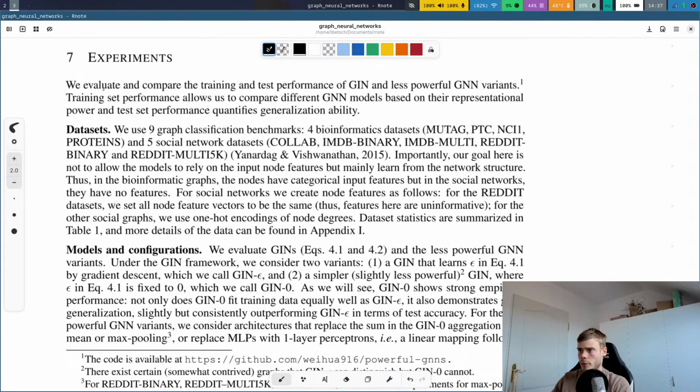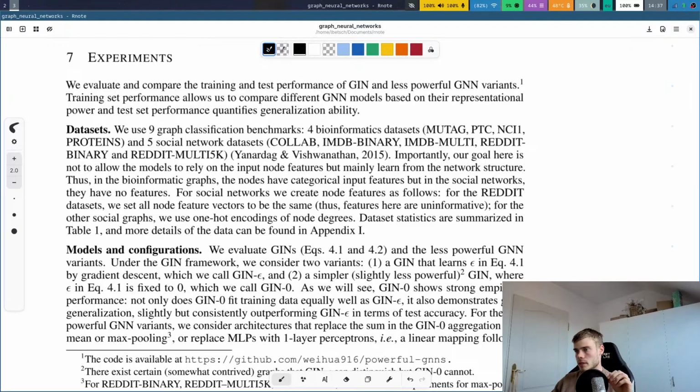Experiments. We evaluate and compare the training and test performance of GIN and less powerful GNN variants. Training set performance allows us to compare different GNN models based on their representational power, and test set performance quantifies generalization ability. Datasets. We use 9 graph classification benchmarks, 4 bioinformatics datasets, MUTAG, PTC, and so on, and 5 social network datasets, Reddit, Multi, 5K.